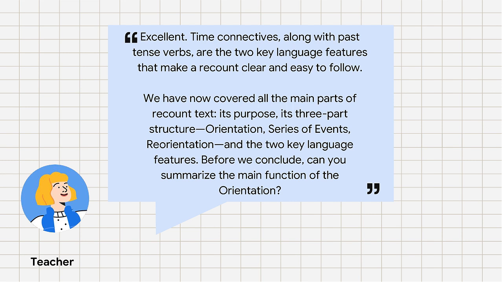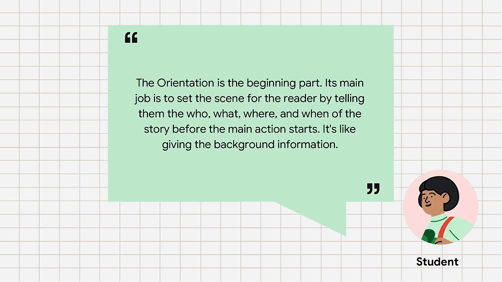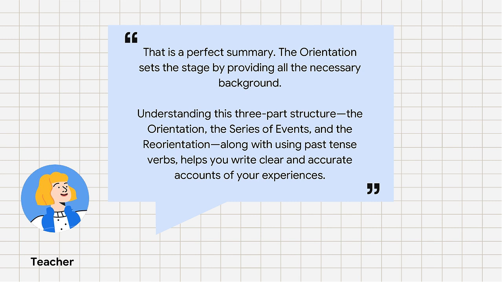Before we conclude, can you summarize the main function of the orientation? The orientation is the beginning part. Its main job is to set the scene for the reader by telling them the who, what, where, and when of the story before the main action starts. It's like giving the background information. That is a perfect summary. The orientation sets the stage by providing all the necessary background.